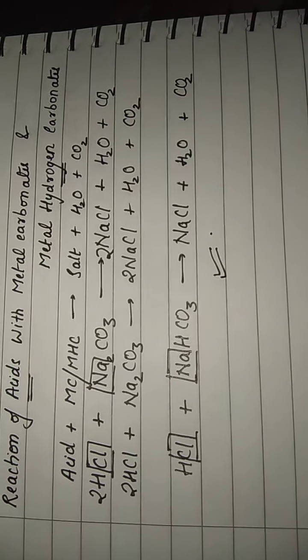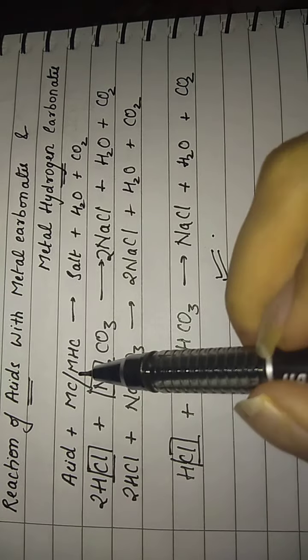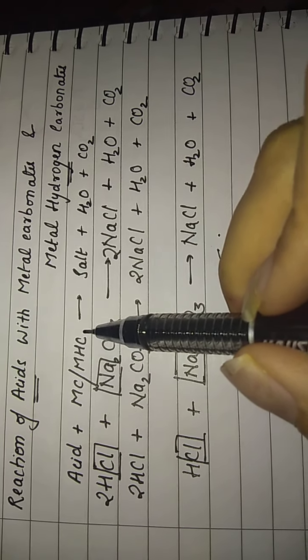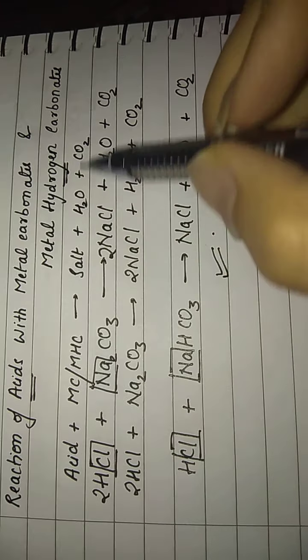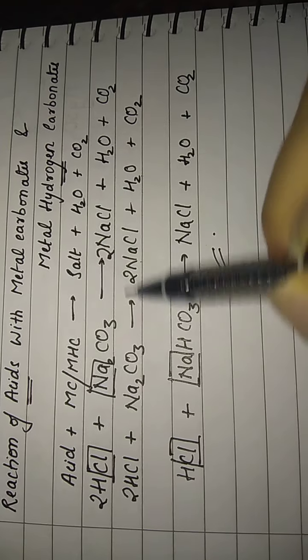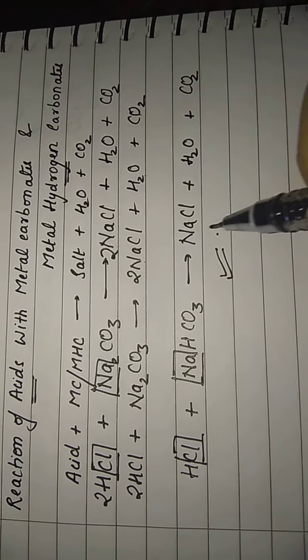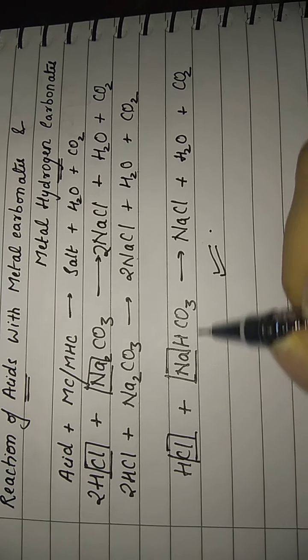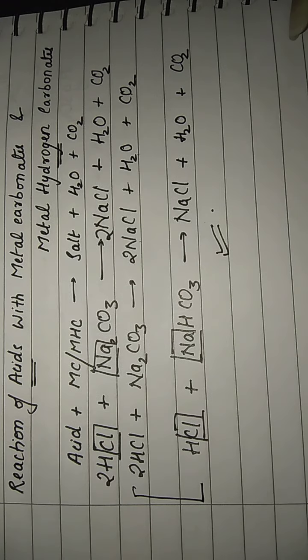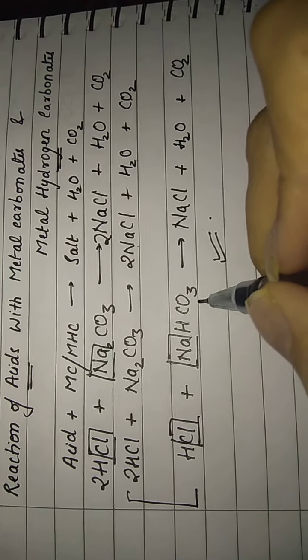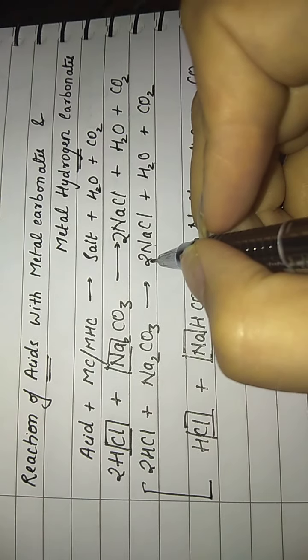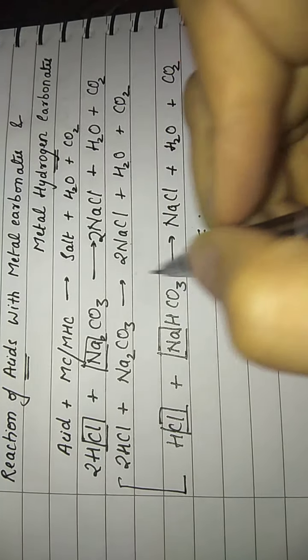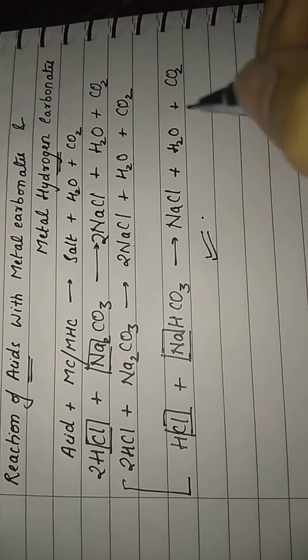So what we have seen over here, that whenever acid reacts with a metal carbonate or a metal hydrogen carbonate, you get the same products, that is salt, water and carbon dioxide. Salt, water and carbon dioxide in this equation of metal carbonate, and salt, water and carbon dioxide in this equation of metal hydrogen carbonate. But what is the basic difference in these two equations? That this equation is already balanced and this equation is unbalanced. You have to balance it always. That's the basic difference between these two equations. Rest, the products are same.